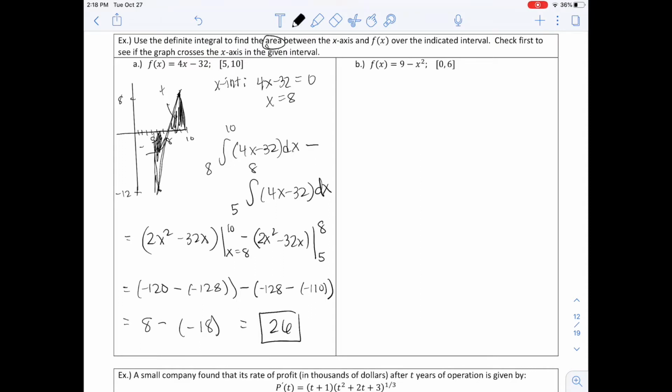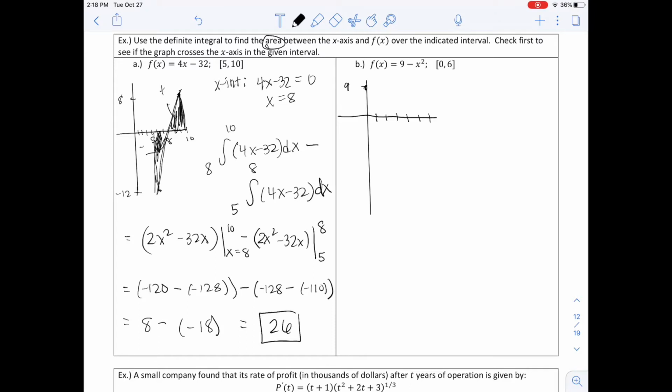So part B, the next one that we have, is an integral that we're going to have to set up, and our interval is going from 0 to 6. So this time when I draw my graph to get an idea of what's going on with this, I'm going to be going from 0 to 6. So 1, 2, 3, 4, 5, and 6. And if you were to substitute in 0, you have 9. So I will go ahead and mark that up here.